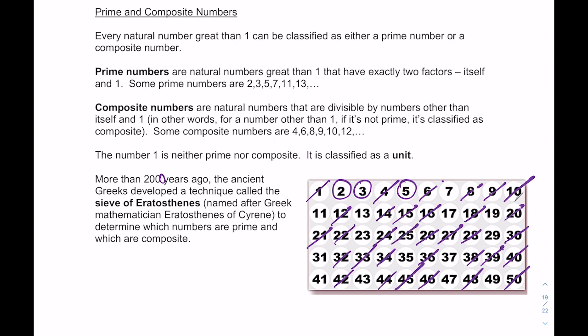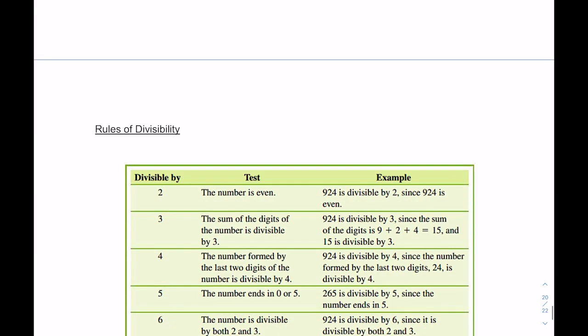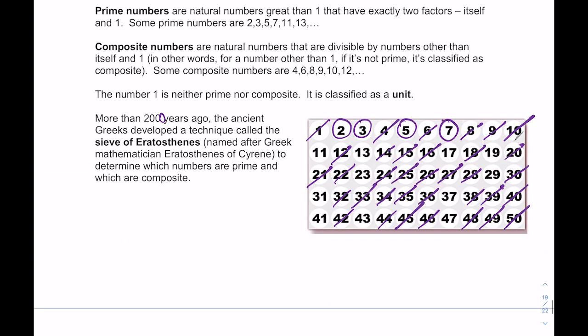30, 35, 40, 45, and 50 is already crossed out. Okay, circle the 7. 7 times 2 is 14. 7 times 3 is 21. 7 times 4 is 28. 7 times 5 is 35. 7 times 6 is 42. 7 times 7, that's the only one that's not crossed out, that's a multiple of 7, 49.